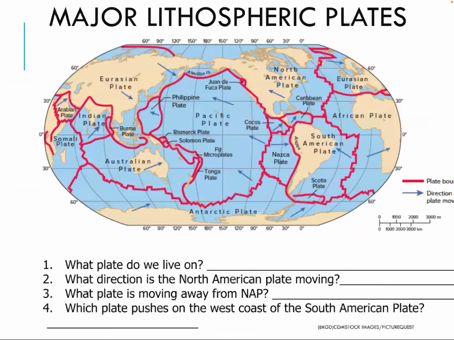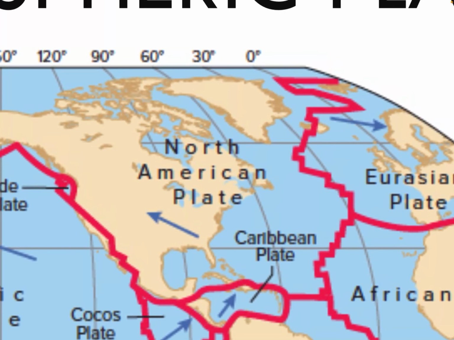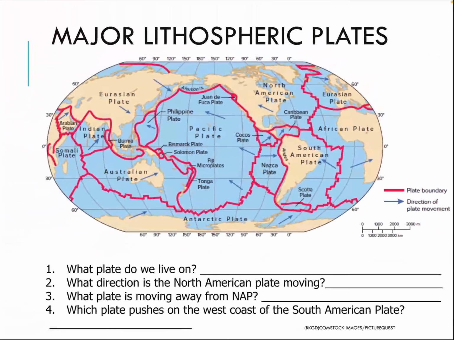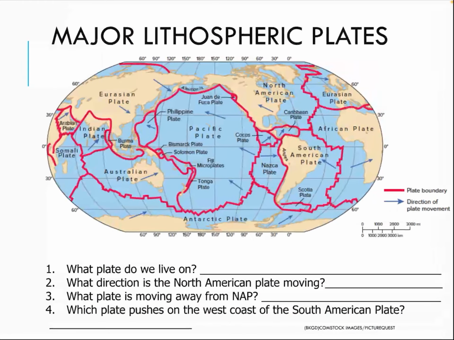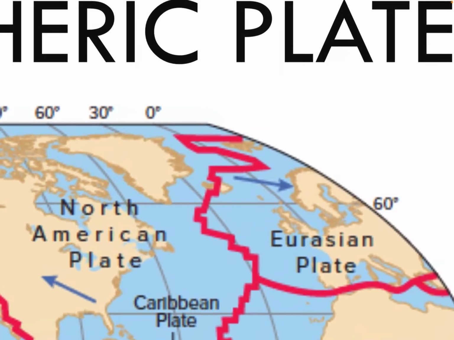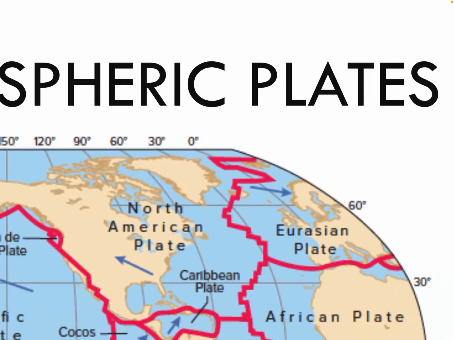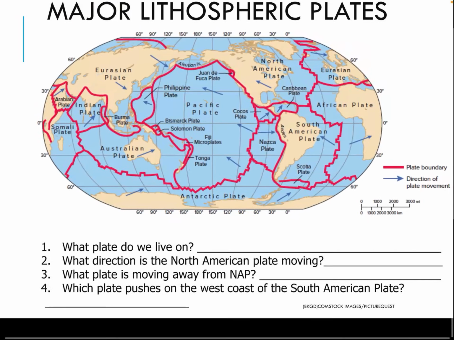Which plate do we live on? We live on the North American plate. The next question says, what direction is it moving? So our plate is moving to the northwest. There's the arrow in the middle. What plate is moving away from us? Well, if you look over here in the Atlantic, the Eurasian plate is moving to the east, while the North American plate is moving to the west.